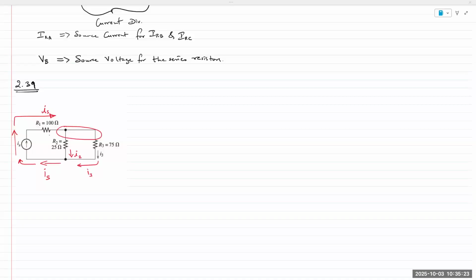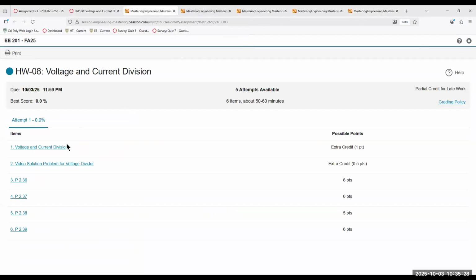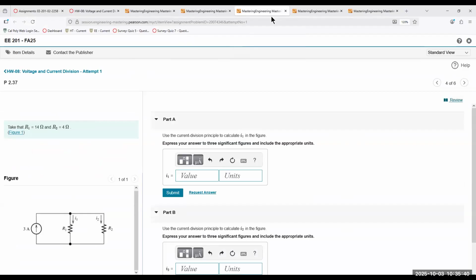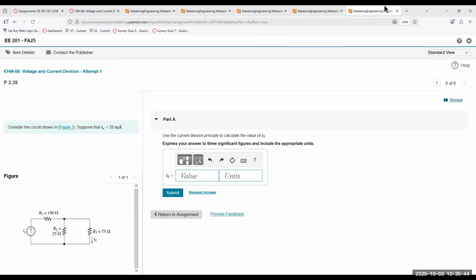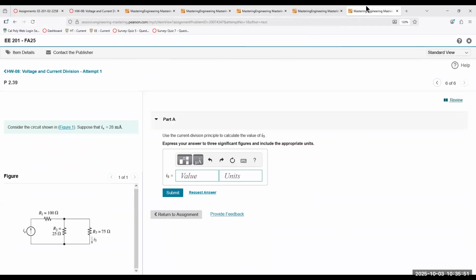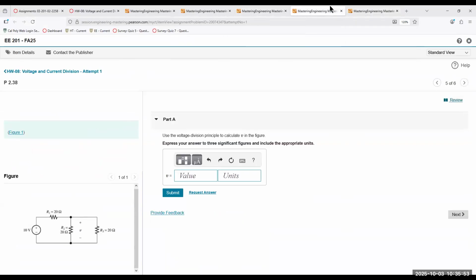So let's see. The same homework, right? The first one is a tutorial. The second one is the video solution with a question, and then 36, 37, 38, 39. So that's 36. That's 37. So 37 and 39 are exactly the same, except you have a series resistor in the pathway. And then of course, 38 was the voltage division.